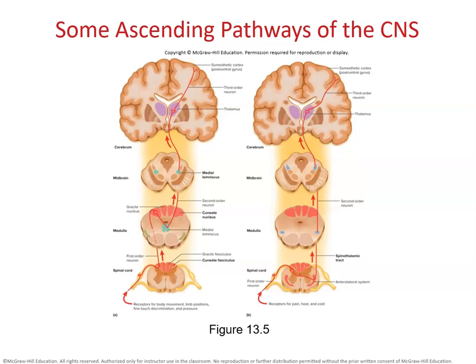Okay, so a quick figure here. We're looking at the gracile fasciculus meeting up with the cuneate fasciculus, and sending the signals up from there past the thalamus and into the gray matter of the brain.